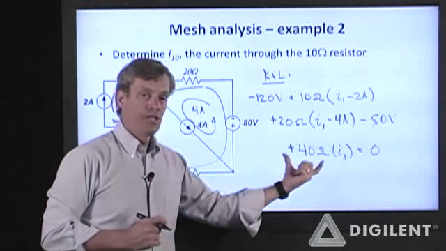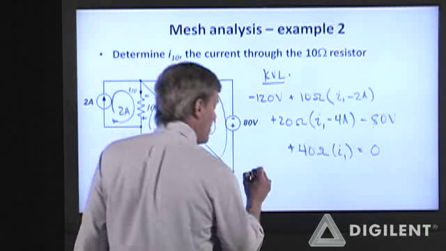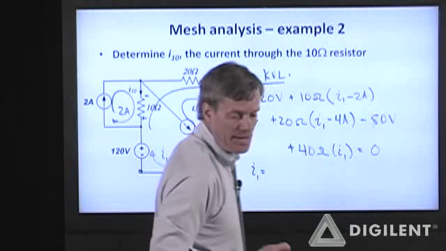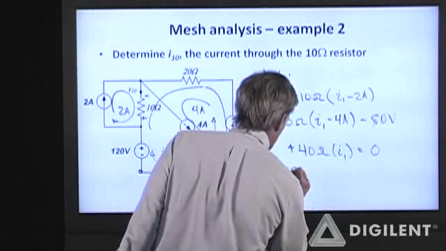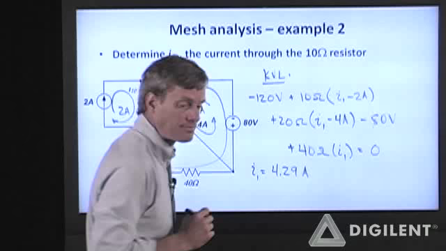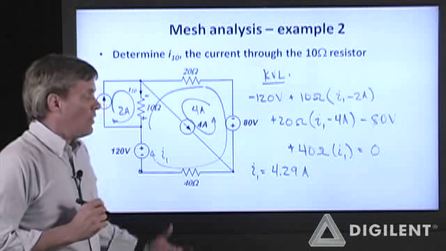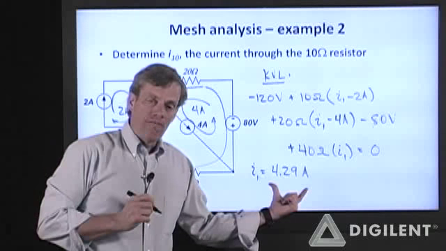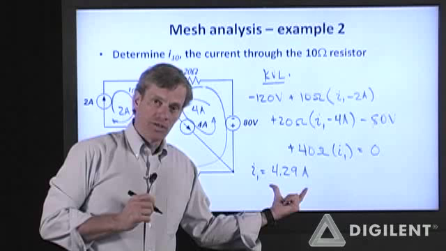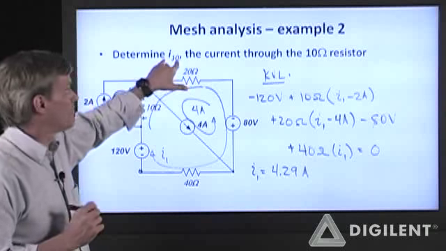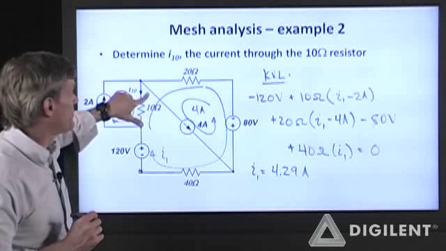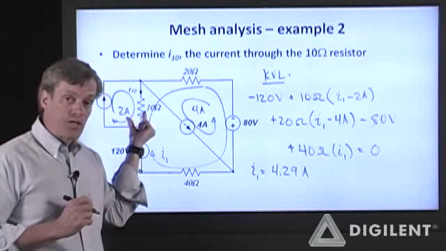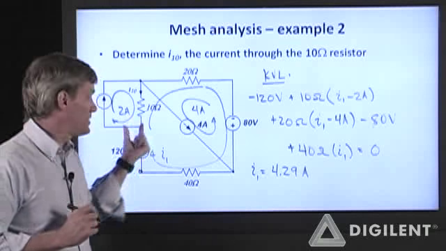I have one equation and one unknown that I can solve for I1. If I do that, I get I1 is approximately 4.29 amps. Remember that this is not actually a physical current anywhere in the circuit. To find this physical current, the actual current through this resistor, I have to sum up all of the mesh currents going through that resistor.